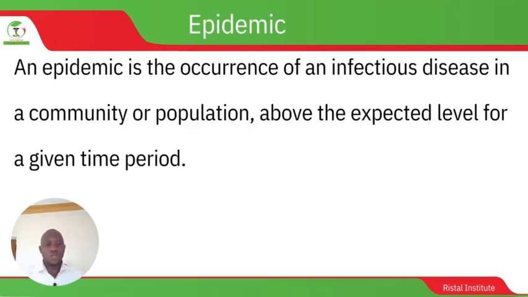And then when you talk about epidemics, we say that the disease is actually happening at a level that is higher than usual. So for example, if you have been having malaria in a particular location throughout the year, but then when particular months come, the malaria cases actually triple the usual numbers. So the malaria actually becomes an epidemic in that locality.